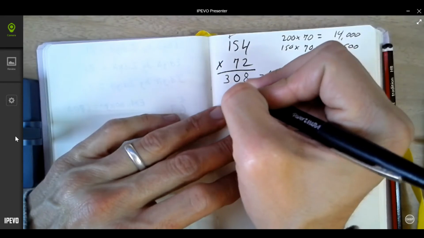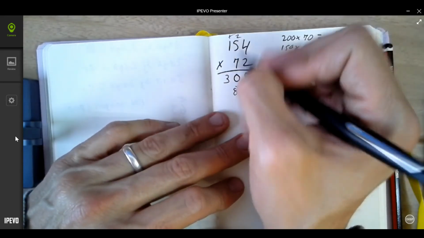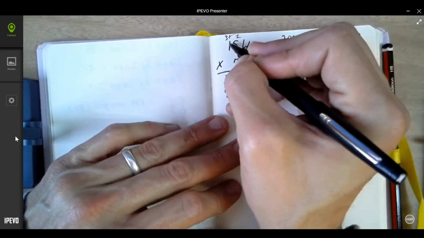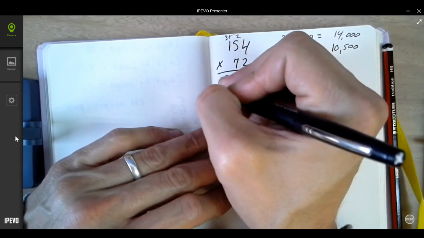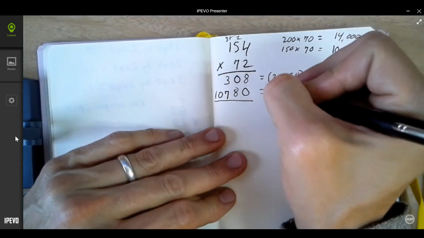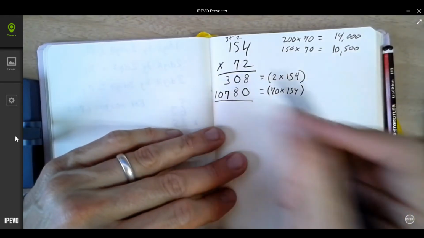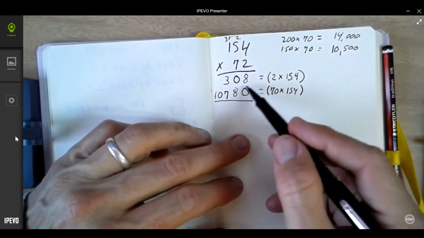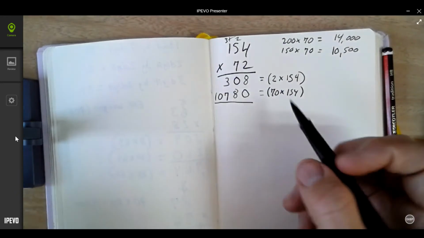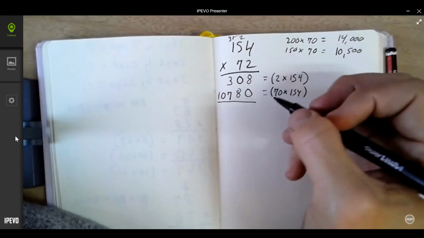Oops. Carry my 2. 7 times 5 is 35, plus 2 is 37. Carry that 3 up there. 7 times 1 is 7, plus 3 is 10. So again, this line is 70 times 154. No wonder it's way more than 2. It's 35 times more, because 308 times 35 would give me 10,780. I know that, because numbers are awesome.